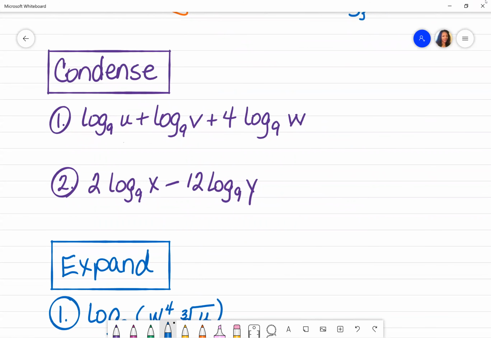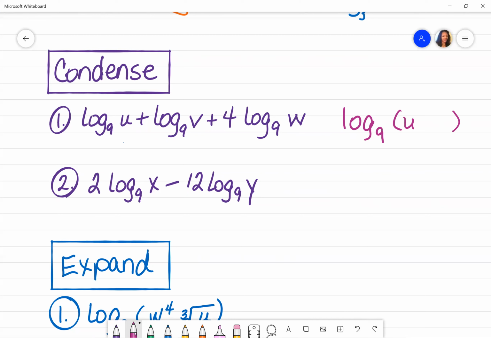If I remember my properties, then I understand that when I'm condensing, I am taking all of these logs and condensing them down to just one log. So I am going to have log base 9. I have a plus sign in both. Sometimes it's a plus and a minus, so pay attention to that. So I have 2 plus signs, which means that they're separated by 3 logs. 3 logs means I'm going to have 3 items that I'm multiplying.